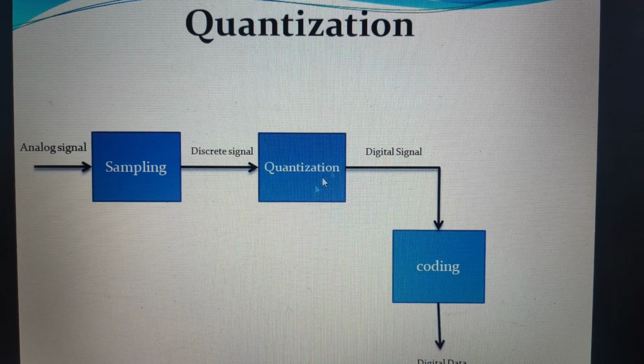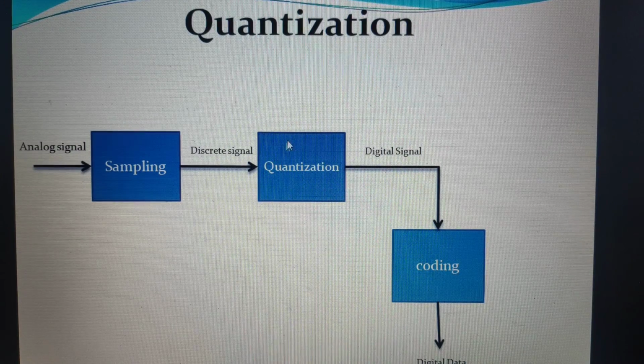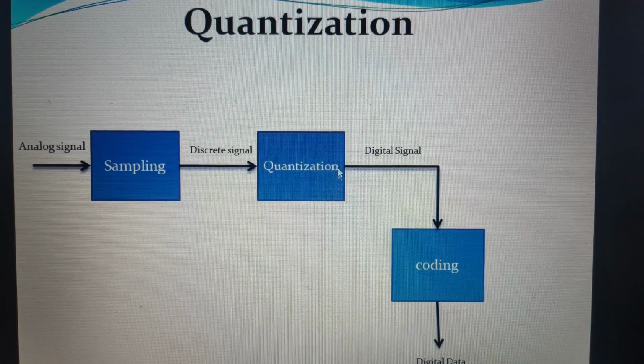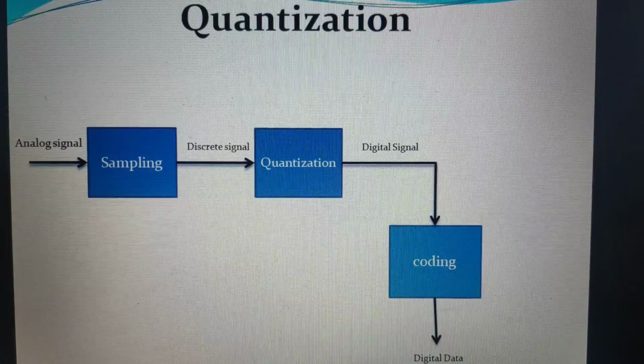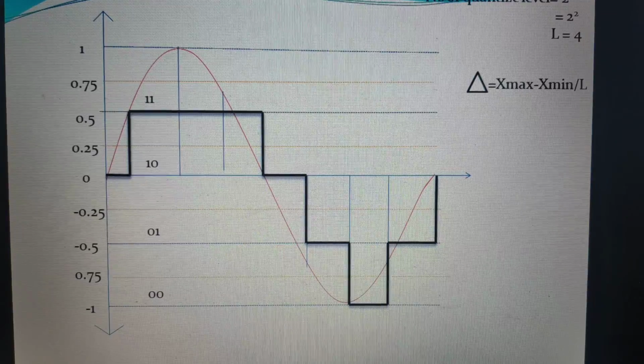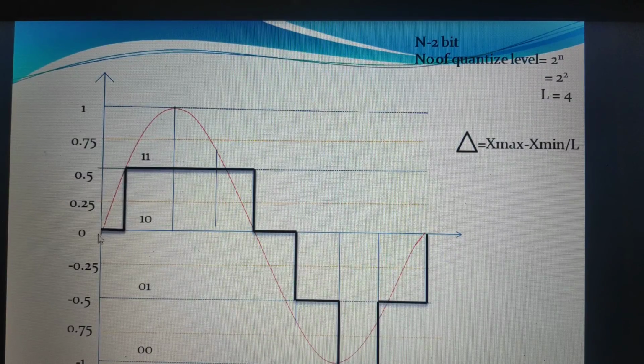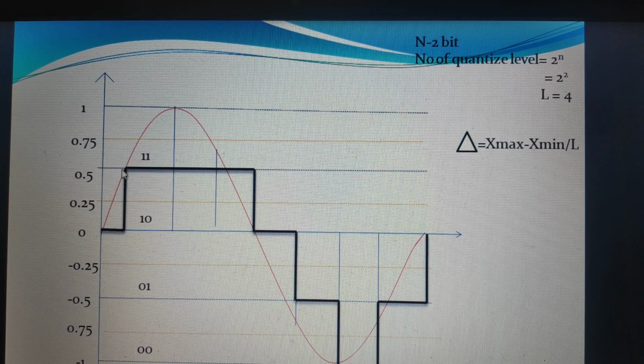Now I will discuss quantization, because as mentioned, this video is on quantization. On the next slide, we will discuss how the process of quantization is carried out. Here we have taken an analog signal, which is in red color. After sampling of the analog signal, we have got the discrete signal. These are the samples. So by sampling, we have got the discrete signals.